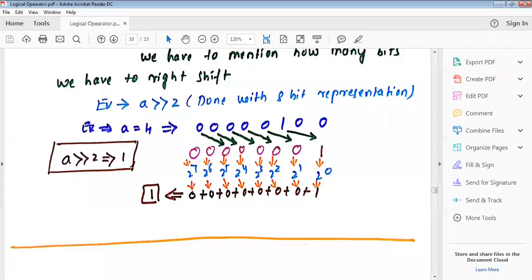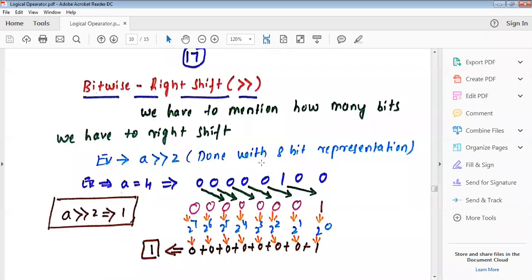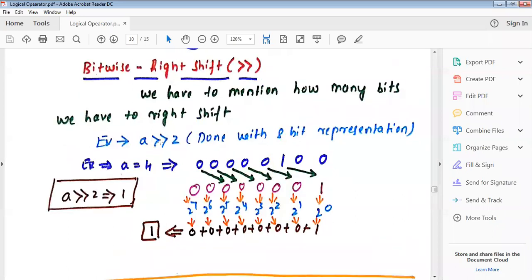Okay, so this is the bitwise right shift. Here you can take the example a >> 2, which means you have to shift 2 bits to the right side. This is done with the 8-bit representation.